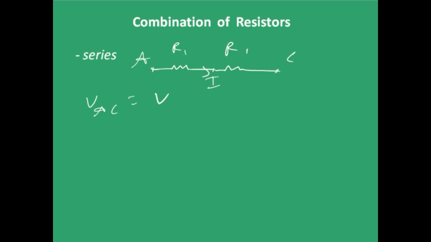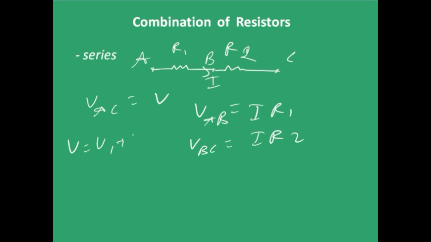By applying Ohm's law to the first resistor, I can say that V across these 2 points AB, V across the first resistor, is I into R1. And similarly, the potential difference across BC, the second resistor, will be IR2. So the net potential difference V is nothing but V1 plus V2. And by Ohm's law, the net potential difference is nothing but the current into the equivalent resistance. And I can write V1 as IR1 and V2 as IR2.